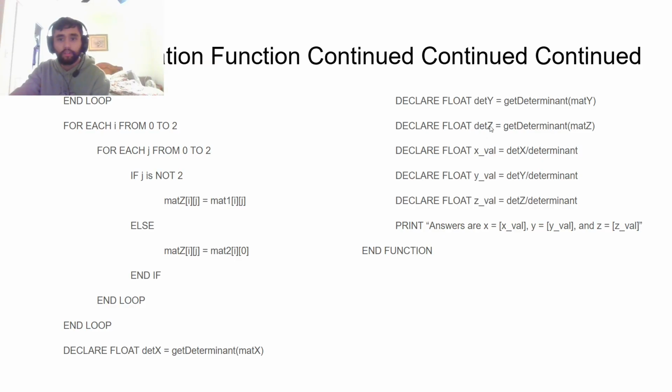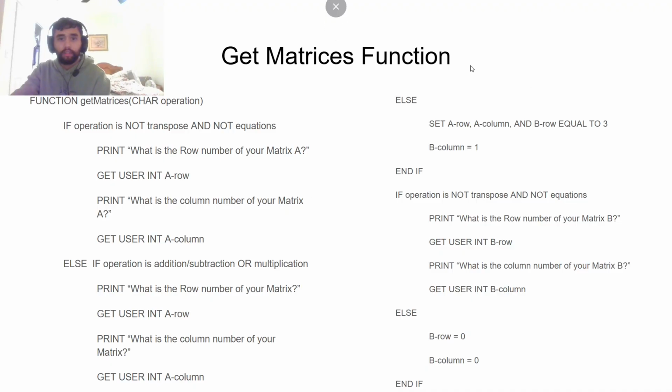Here, determinant of Y matrix, determinant of Z matrix, and then I calculate the X value of the determinants by dividing each X, Y, and Z determinant by the matrix equation determinant, and then I print the answers to display them. Now this is the get matrices function.